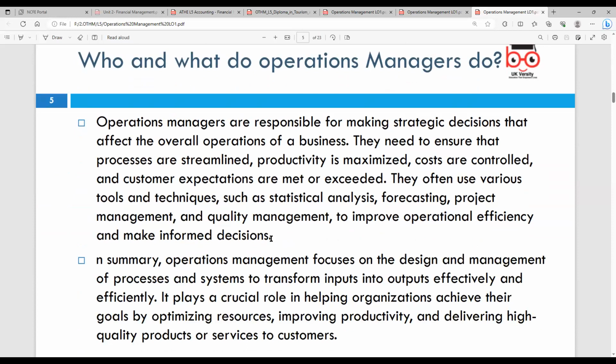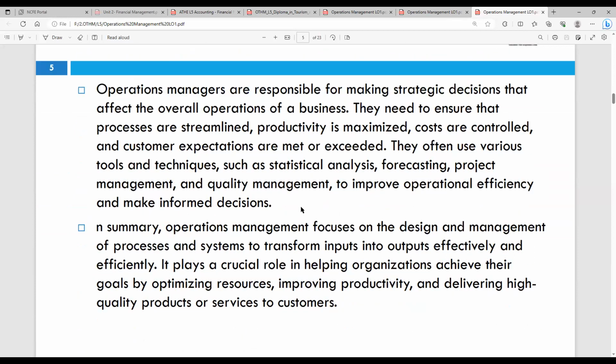Now, operations managers are people who are responsible for making sure that the decisions they make affect the overall running of the daily operations, that these are run smoothly, and that one process is connected directly to the other. So making sure that the processes are streamlined, that productivity is maximized, that costs are controlled, that customers' expectations are met when they come onto the premises of the organization, and that the organization is utilizing the maximum resources to get their needs and expectations right. So this is what operations managers do.